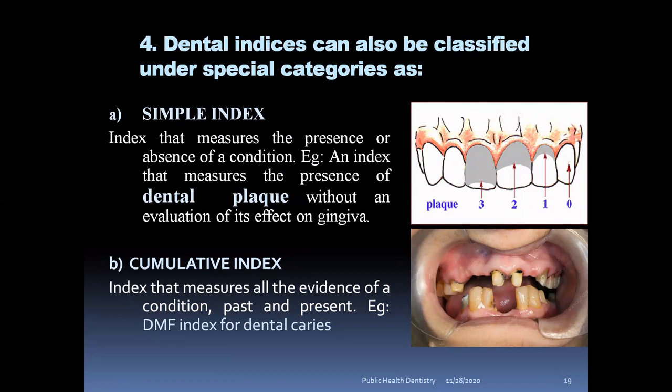And a cumulative index means an index that measures all the evidence of a condition, past and present. Example, the DMF index of dental caries, because the patient might be having dental caries right now. He might have missing teeth which were extracted a few years back, and some teeth which were filled a few years back also. So that is a cumulative index, which simply measures all the evidence of a condition, past and present. So DMFT is the best example of a cumulative index.